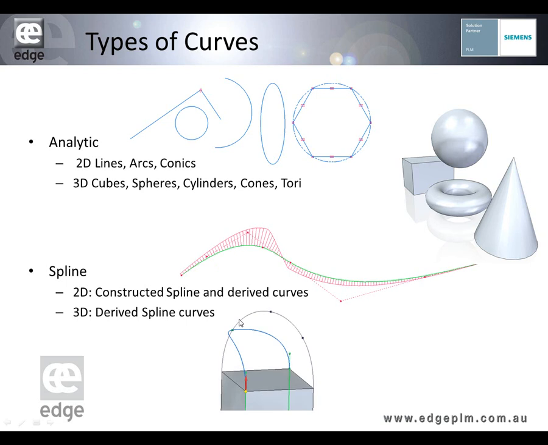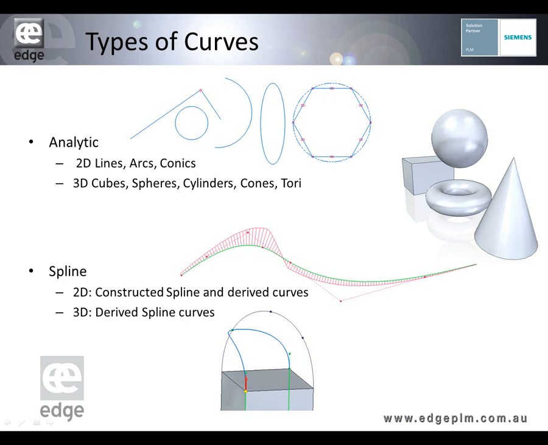An example here might be where I've got a curve that's been created between these two lines on the edge of a block. That's a 3D curve in space. There's been some points positioned on that, and then another curve generated through one of those points into the edges here, with controls on their tangencies at the ends. And that's a 3D derived spline curve.